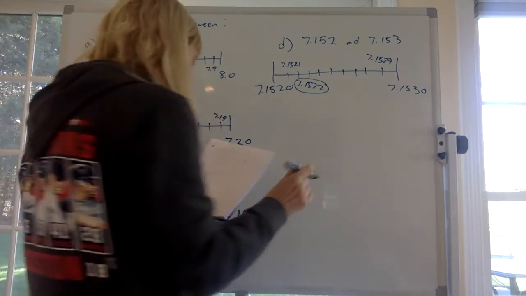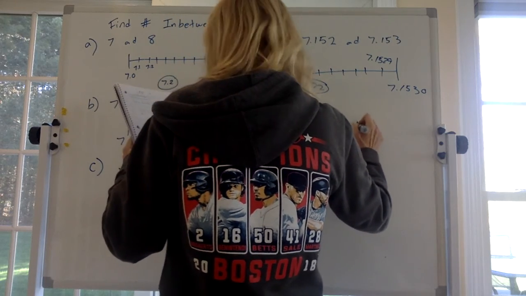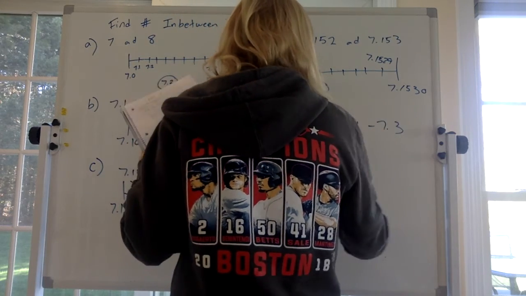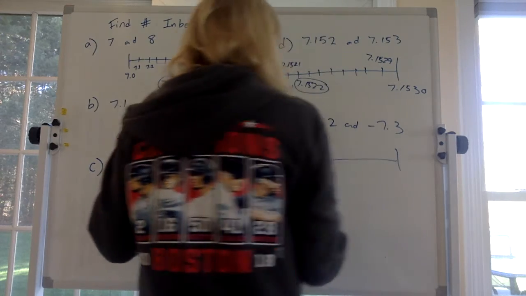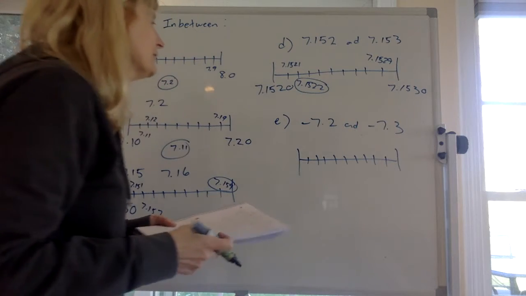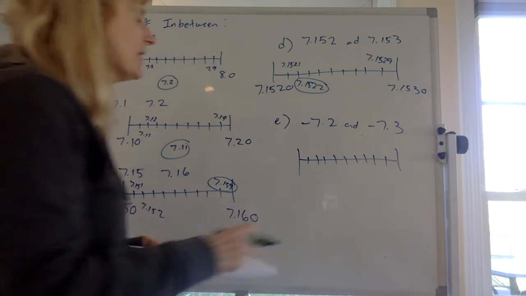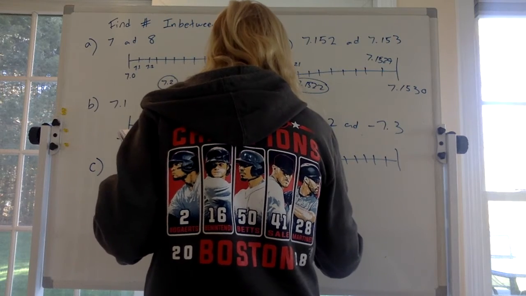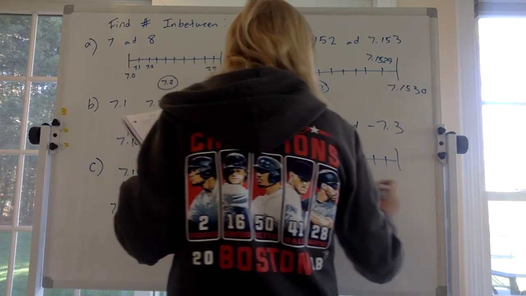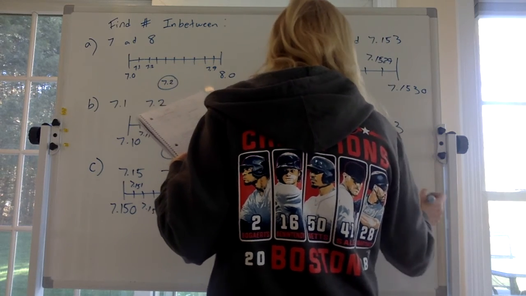How about one more? How about negative 7.2 and negative 7.3? So we know we got to do the number line. But see, which one is more to the left and which one's more to the right? Isn't negative 7.3 more to the left than negative 7.2? Add a 0, add a 0.